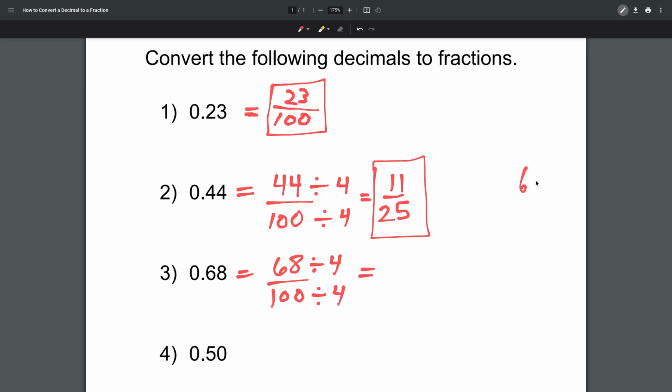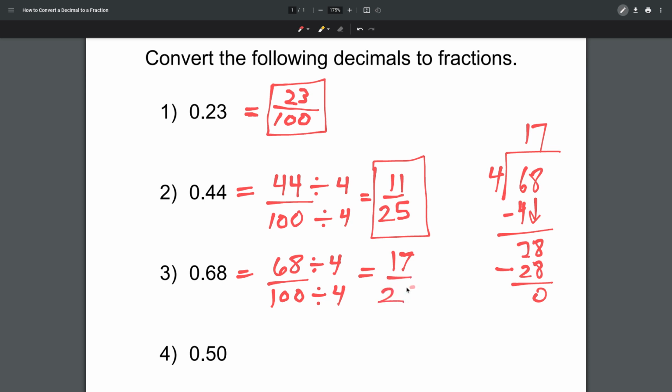So let's see, 68 divided by 4. 4 goes into 6 once. 1 times 4 is 4. 6 minus 4 is 2. Bring down the 8. 4 goes into 28 7 times. 7 times 4 is exactly 28. Okay, cool. So we have 17 on top here. On the bottom, 100 divided by 4 is 25. Now if I look, 17 is a prime number, so I can only divide it by 1 and 17. 25 is not divisible by 17, but if I divide it by 1, it's still 25. So that one stays as is.